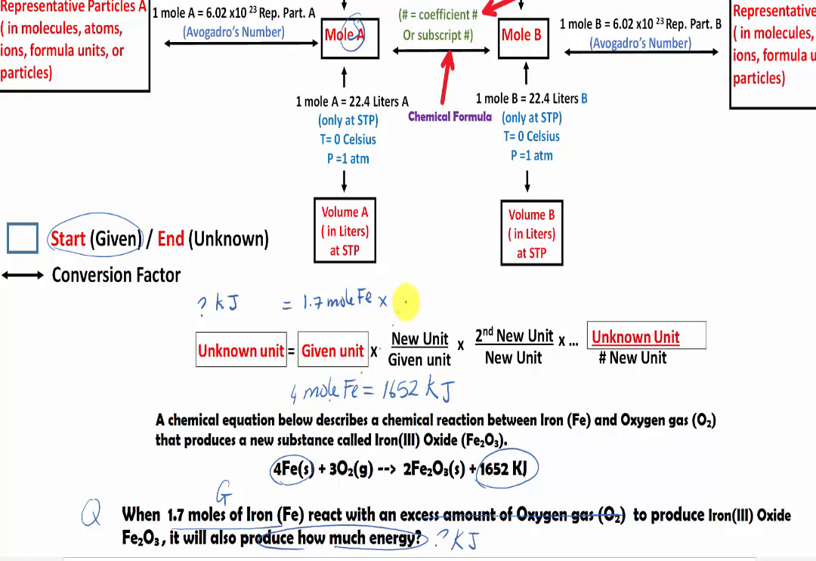Once we have a conversion factor, we multiply by our given. So in this case, we have moles of Fe, so the moles of Fe will be on the bottom. And the top part would be the energy. And mole cancels out. We multiply everything on top, divide everything on the bottom. That gives us 1.7 times 1652 kilojoule divided by 4. And this is our answer.